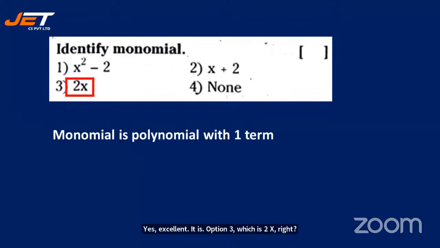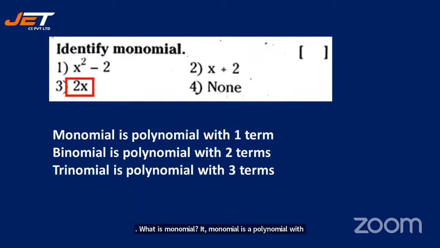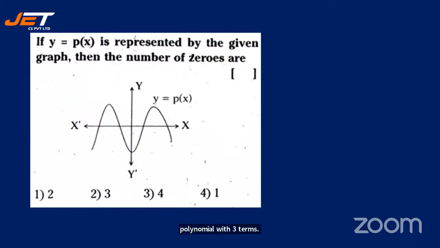Let's see what a monomial is. Monomial is a polynomial with one term. Binomial is a polynomial with 2 terms. And trinomial is a polynomial with 3 terms. So tri means 3, bi means 2, mono means single. All right, see the next question.